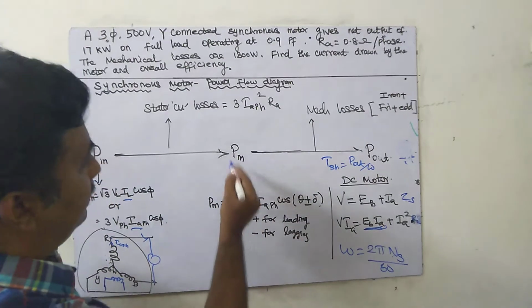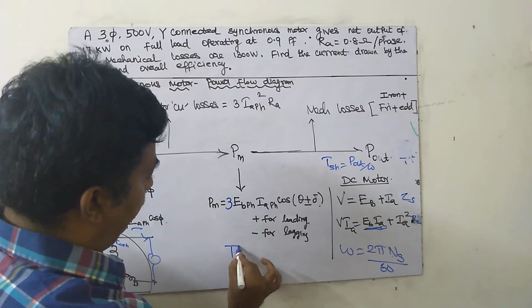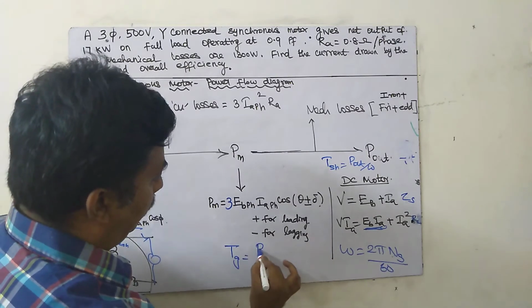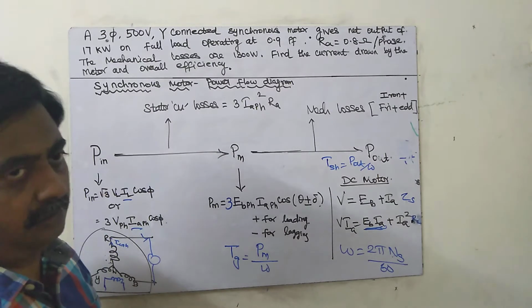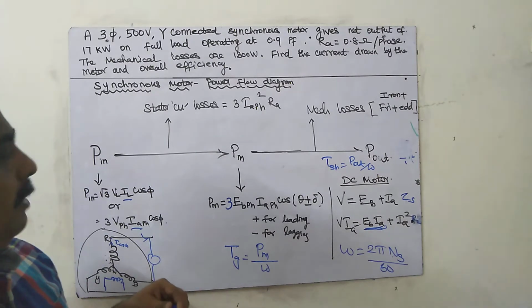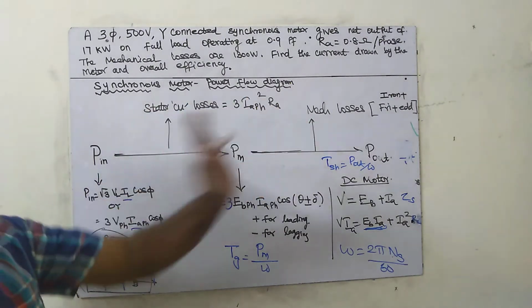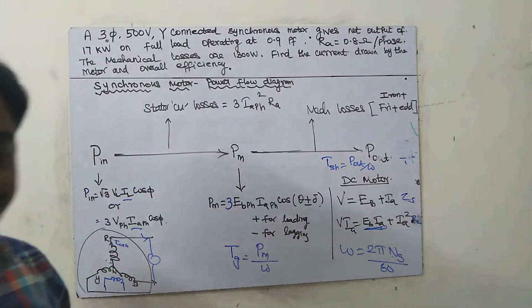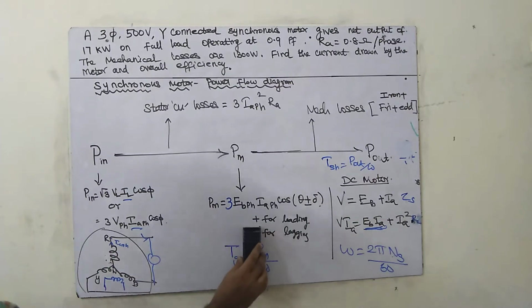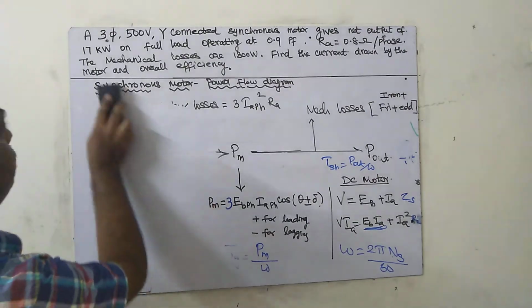Similarly, what is the gross torque developed? Gross torque T equals mechanical power developed divided by omega. If you divide by omega, we will get torque. That's the thing, we already know everything. So this is the power flow diagram of a synchronous motor. From this power flow diagram, we are going to see one problem. Okay, I will remove all those things.